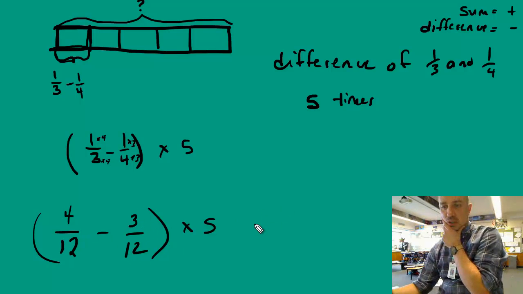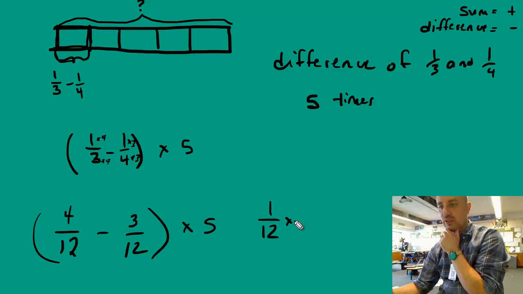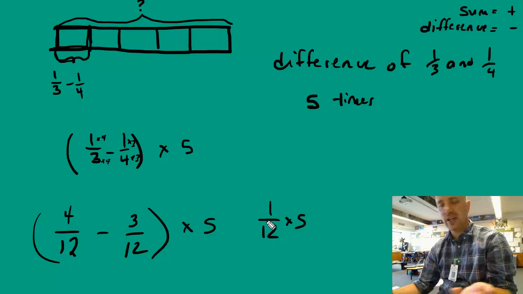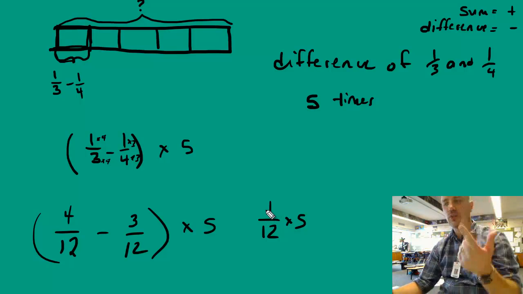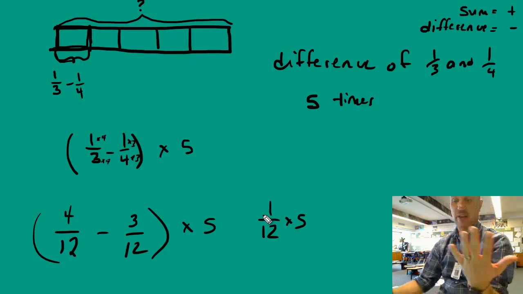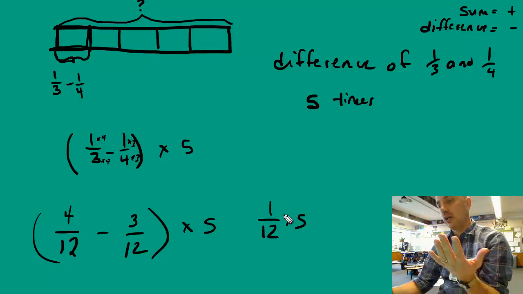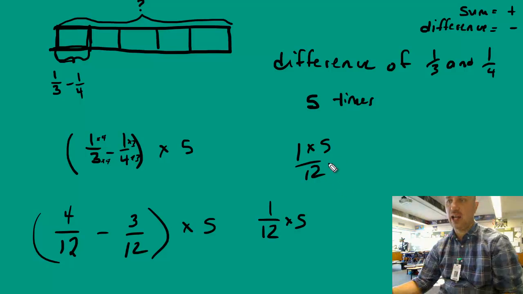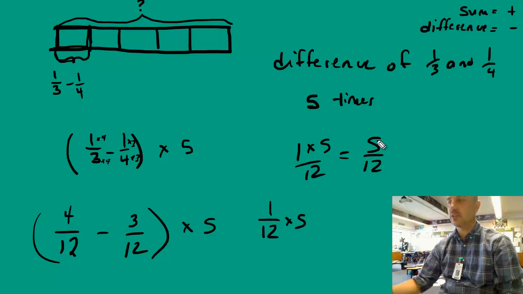4 12ths minus 3 12ths is 1 12th. That's easy. And 1 12th times 5, well, I could count up by 12ths: 1 12th, 2 12ths, 3 12ths, 4 12ths, 5 12ths. I could also do 1 times 5 12ths. 1 times 5 is 5, and I get my answer of 5 12ths.